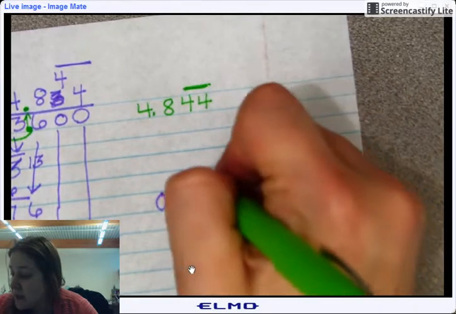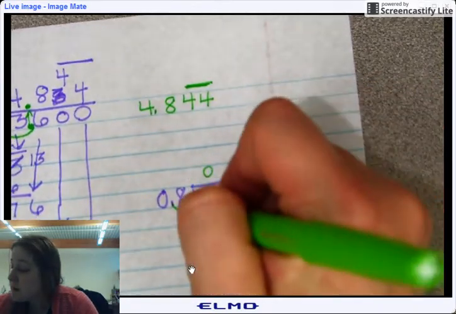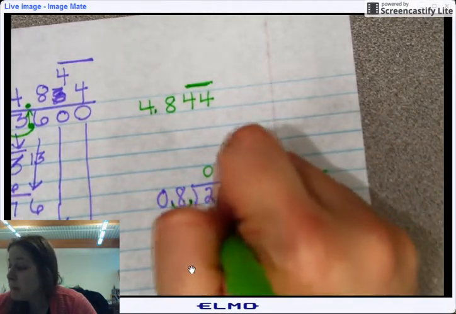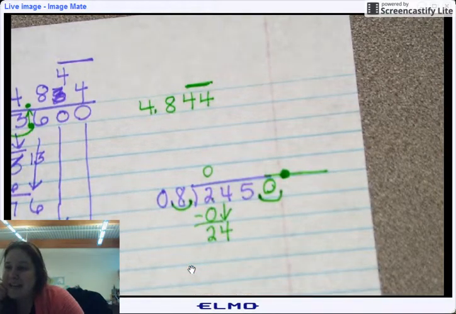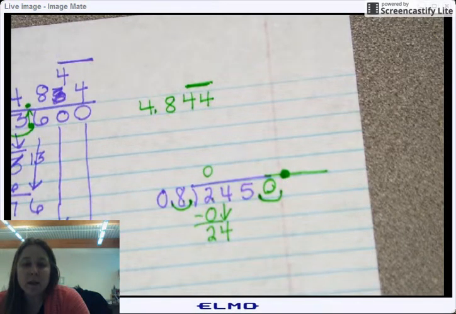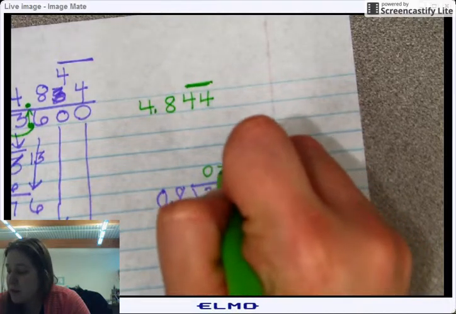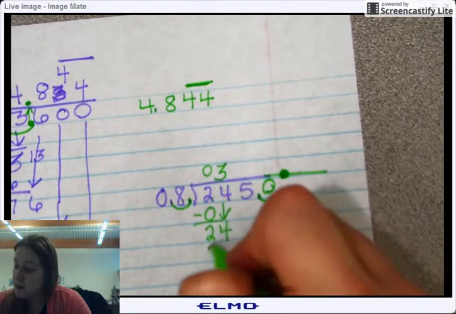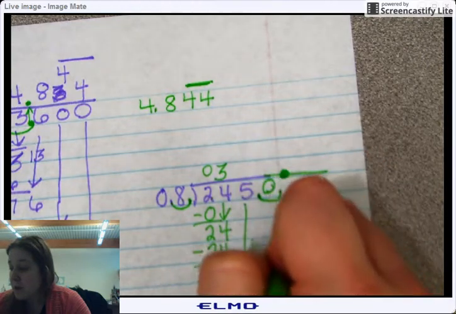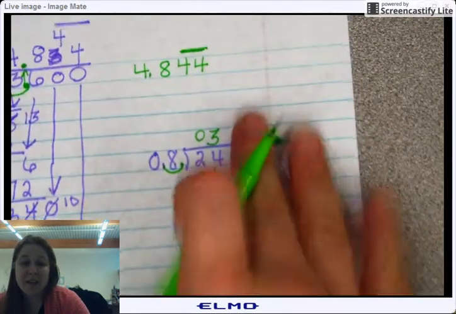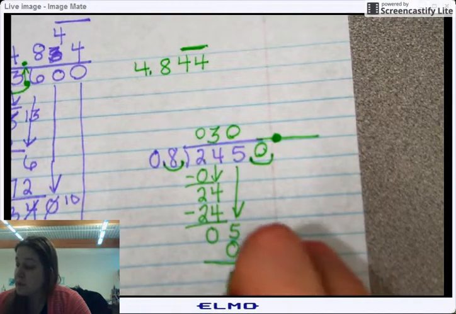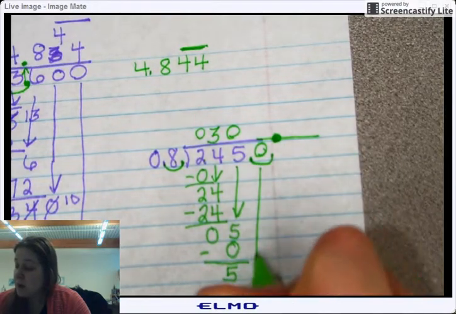8 can go into 2. It cannot, so 0 times. 8 times 0 is 0. Subtract. You get 2. Bring down your 4. 8 can go into 24. That's why you need to know your multiplication. 8 times 3 is 24. Subtract, you get 0. Bring down your 5. 8 can go into 5 how many times? 0. 8 times 0 is 0. Subtract. 5. Bring down your 0.